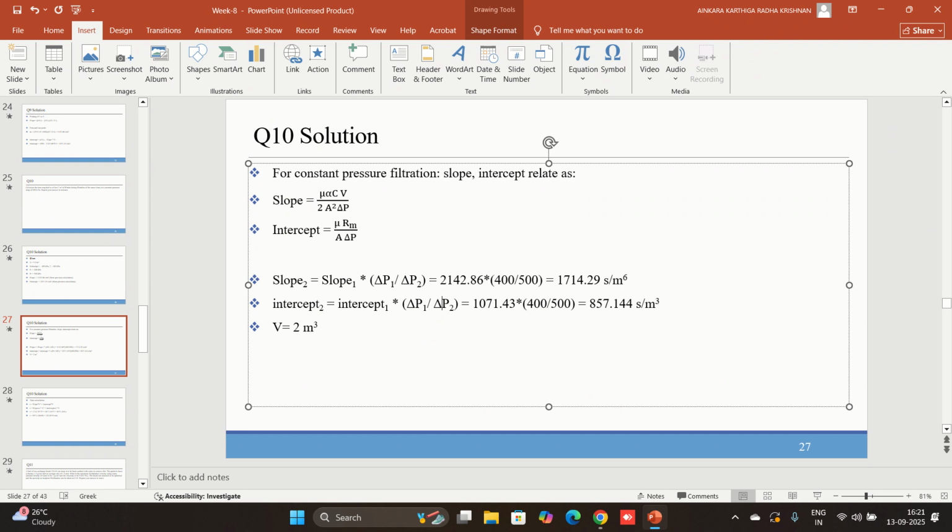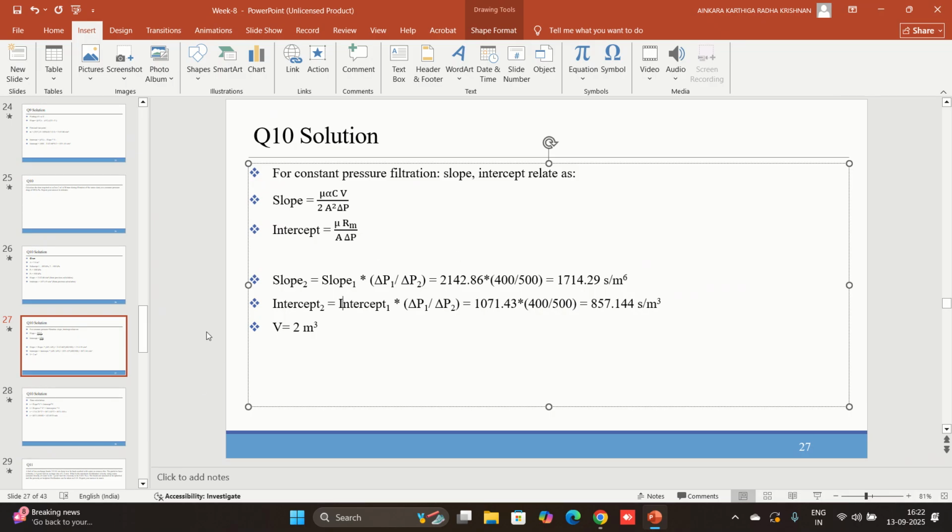So slope 2 into delta p2 is equal to slope 1 into delta p1. Slope 1 we know, delta p1 we know, delta p2 we know. So it is 2142.86 into 400 divided by 500, which gives us the new slope 2, which is 1714.29 seconds per meter 6. And intercept 2 is equal to intercept 1 into delta p1 by delta p2. Again it is 1071.43 into 400 by 500, which gives us 857.14 seconds per meter cube. Now we found the new slope and the new intercept.